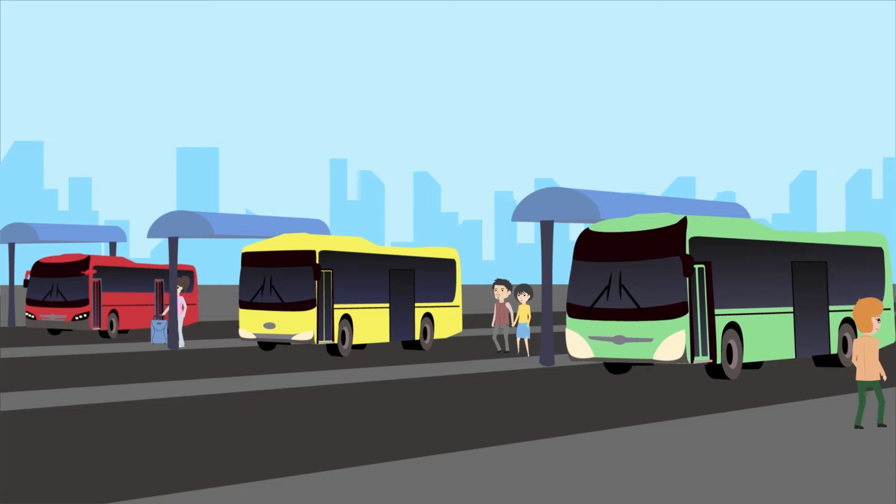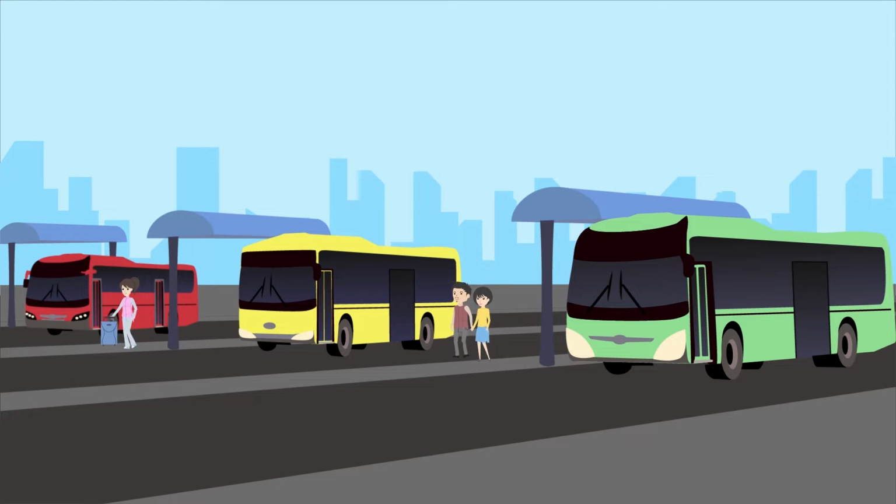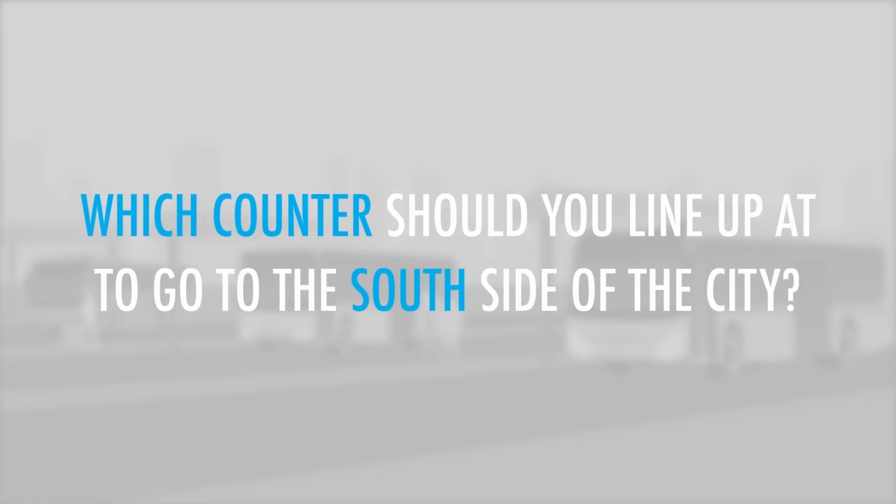You are at a bus terminal where you're attempting to buy a ticket from a ticket counter. There are 4 different counters. Which counter should you line up at to go to the south side of the city?